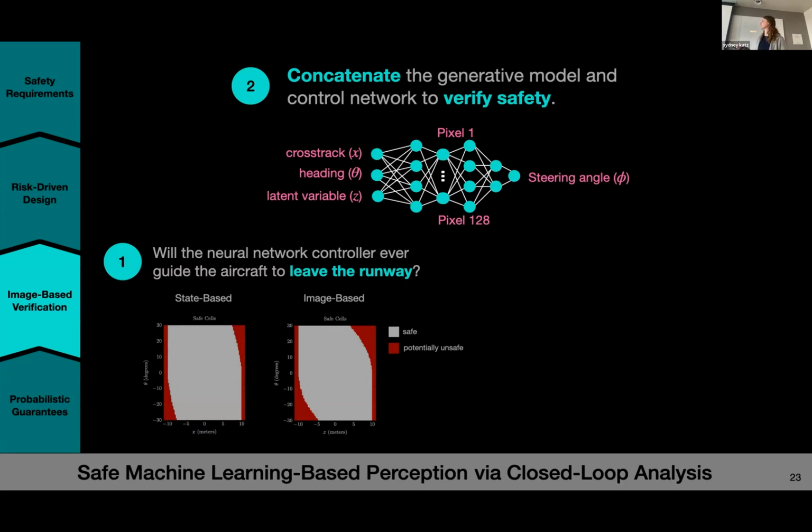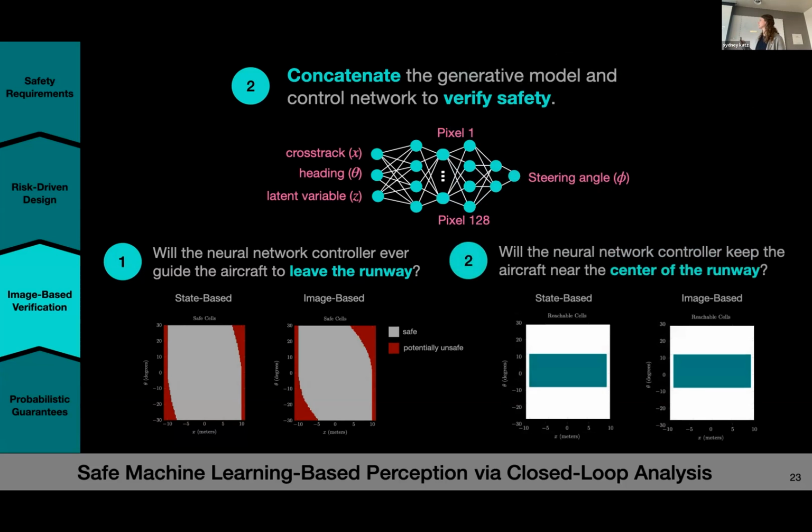Looking at that first safety property, here are the guarantees we can get for the image-based neural network controller compared to the ones we got for the state-based controller. Similarly for that second safety property, we can simulate forward in time and see what set of states is reachable. You might notice that these guarantees are a little bit more conservative for our image-based neural network controller, but we're still able to produce meaningful safety guarantees.